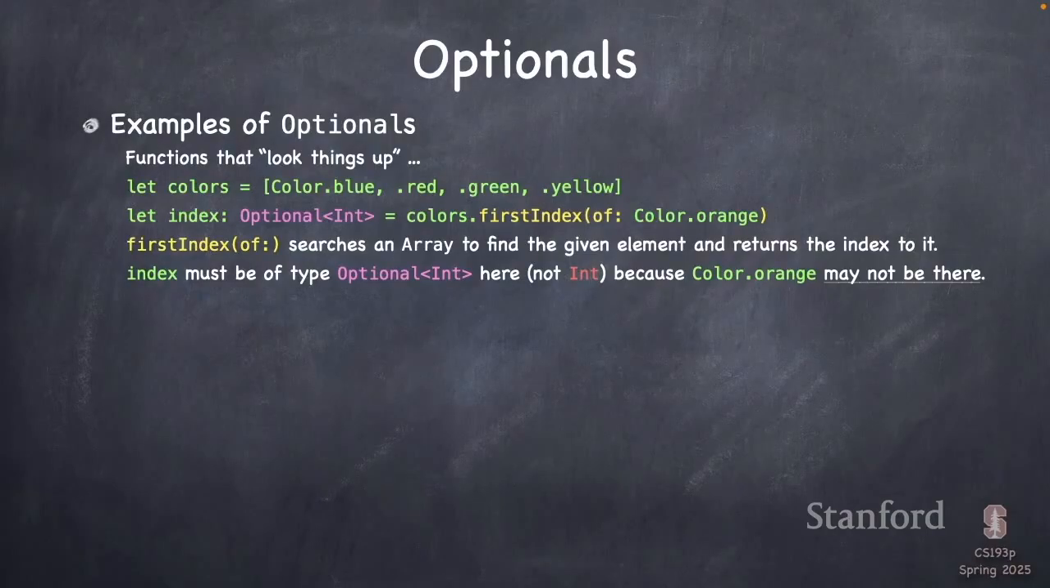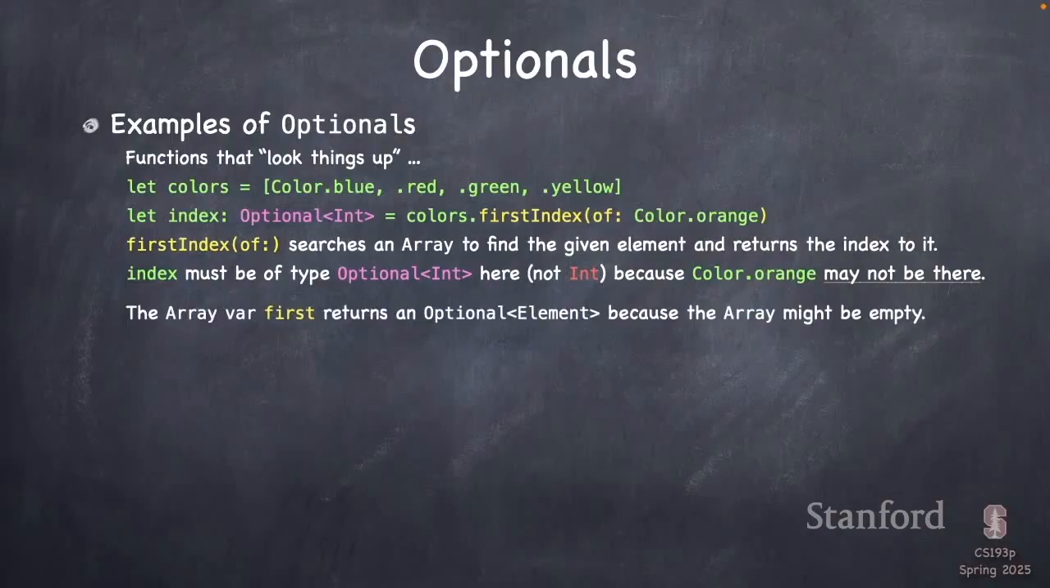Optional, and then the little angle brackets Int. We just turned that generic Optional into a specific concrete Optional. This is an Optional where the associated value is an Int. You see why firstIndex(of:) returns an Optional Int instead of just returning Int? It has to be able to say, I couldn't find this thing.